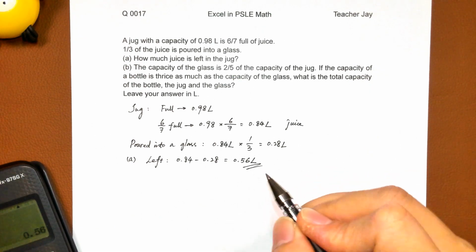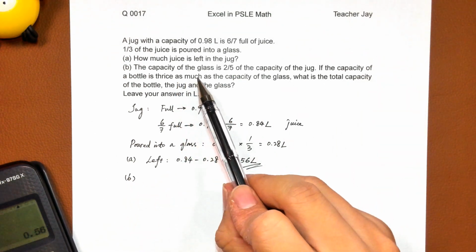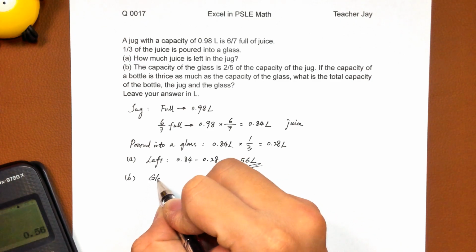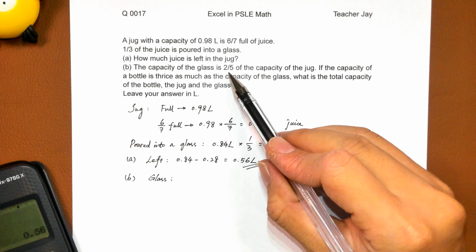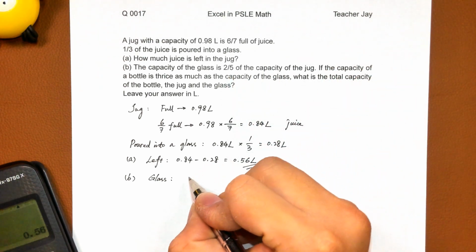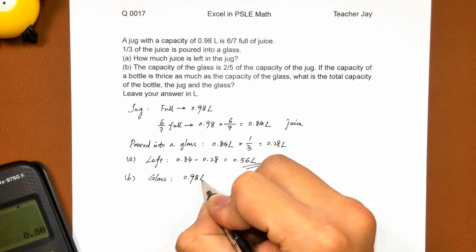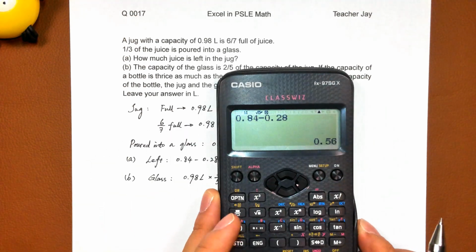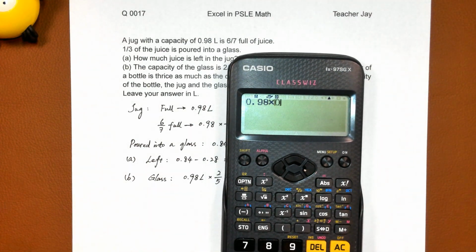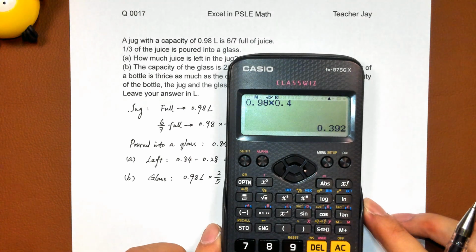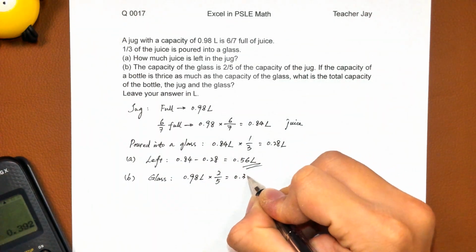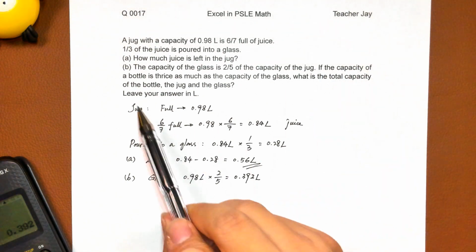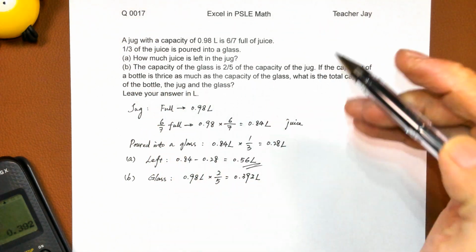Okay, here. And part B, the capacity of the glass is 2/5 of the capacity of the jug. So about the glass, the capacity of the glass is 2/5 of the jug. The jug is 0.98 liter times 2/5. 2/5 is 0.4. So we use 0.98 times 0.4. 0.392 liter.